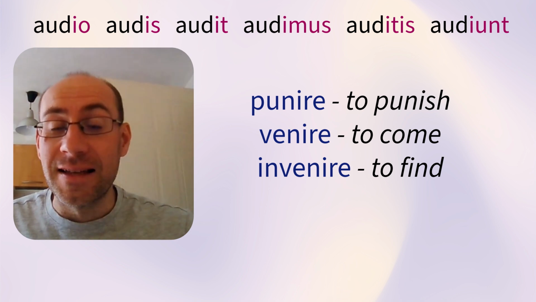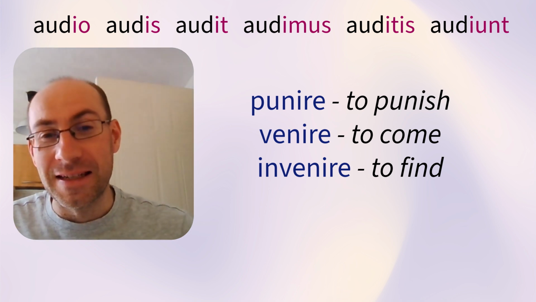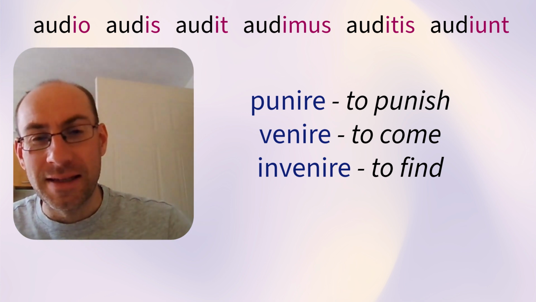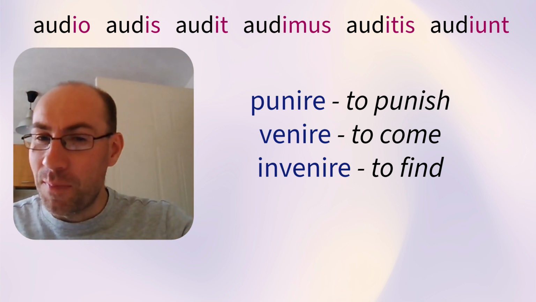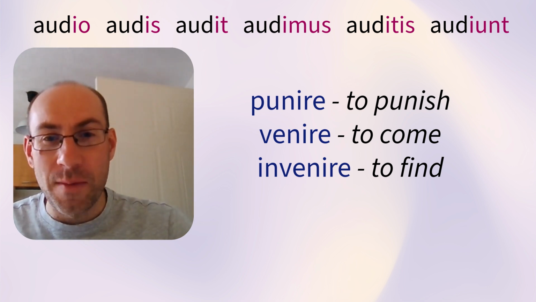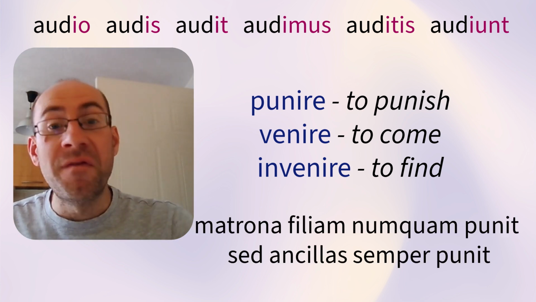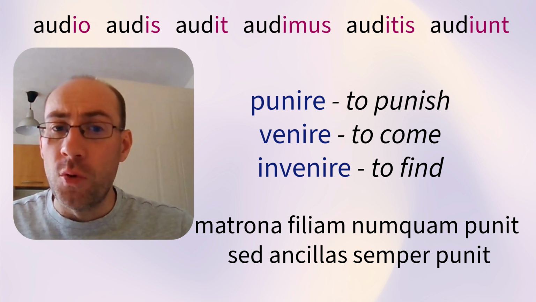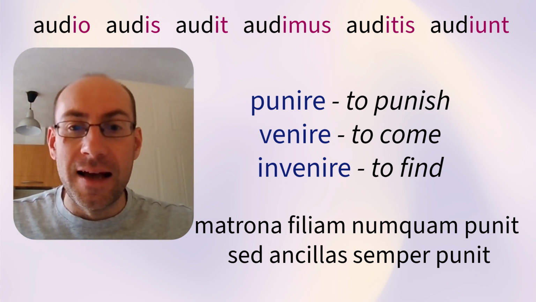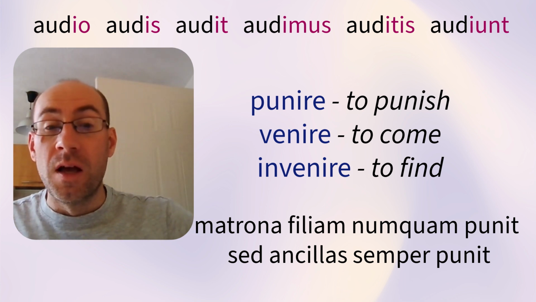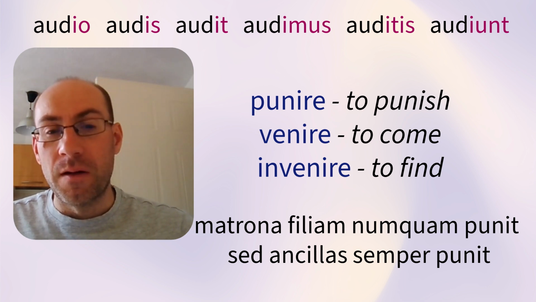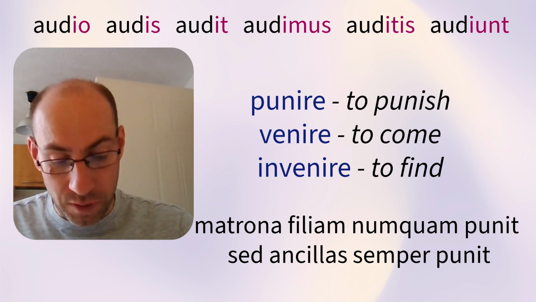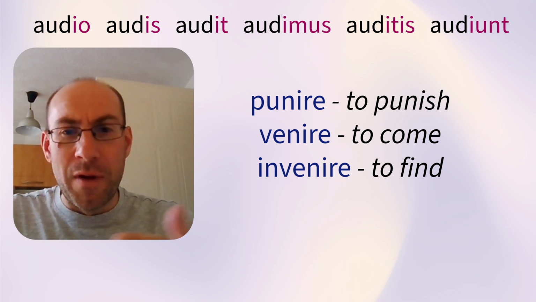Sed ancillas, accusative, feminine. Ancillas. Punit, punishes. What's the word for always? Semper. Saepe is often, semper, always. Matrona filiam numquam punit, never punishes her daughter. Filiam numquam punit, sed ancillas, the slave girls in the accusative, semper punit. Oh dear. Right, let's move away from punishing, that's too negative.